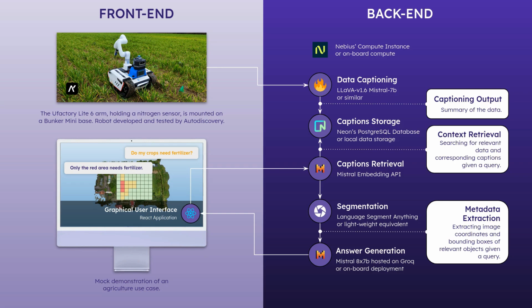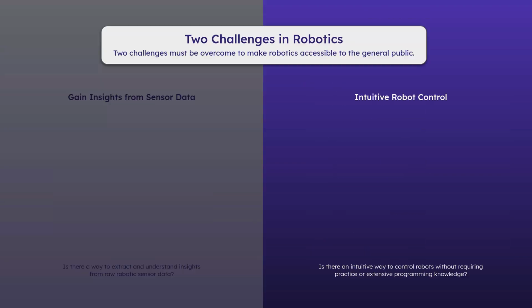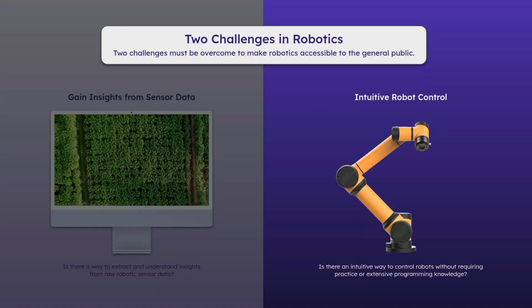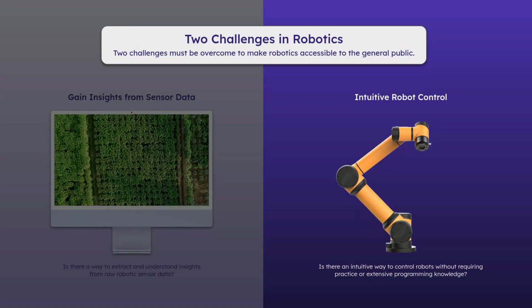Upon asking if the field needs more fertilizer, for example, the system can respond that only 5% of the entire area needs fertilizer. This would save a farmer an enormous amount of money, as fertilizer is expensive and you only want to apply it where it is needed. Now this summarizes intuitively gaining insights from sensor data.